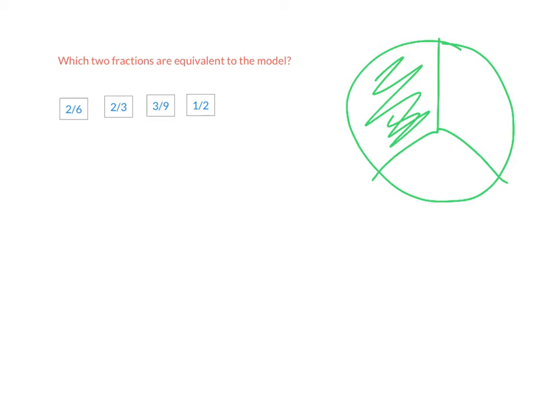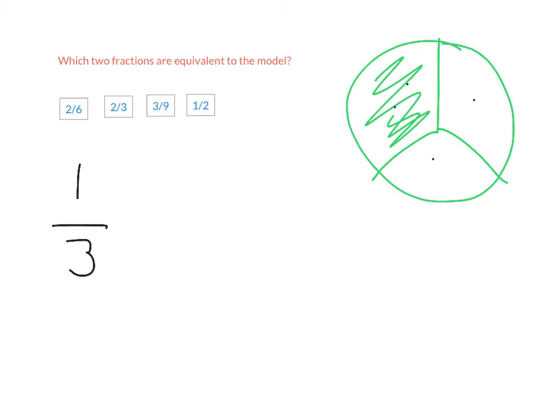So which two fractions are equivalent to the model is the thing I have here. And the first thing that I need to do is identify what I have shaded here. So I've got 1, 2, 3 pieces. So that's my denominator, that's my total pieces. And my numerator, how many pieces have been shaded, is 1. So I have 1 out of 3, or 1/3.